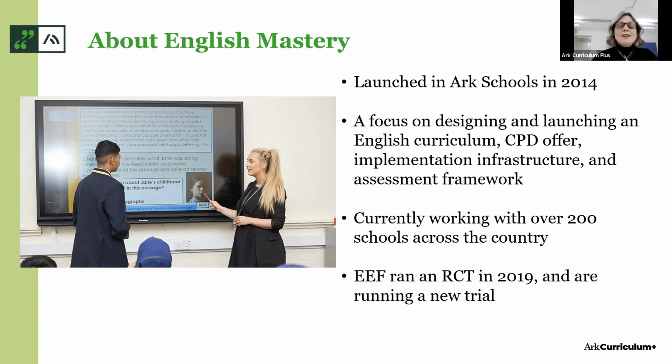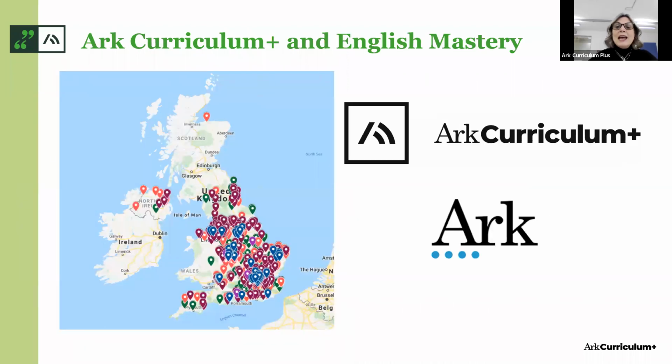Okay. And in 2019, we ran a control trial with the EEF, and we're now running a new trial based on the positive results that we've had so far with English Mastery. English Mastery is part of ARC Curriculum Plus Partnership. We grew out of ARC and we're one of the highest performing multi-academy trusts in the UK. Our programmes are now used by over 600 schools across the UK, and we use English, maths and science. So that's tens of thousands of students that are working with us and getting the benefit of our support.